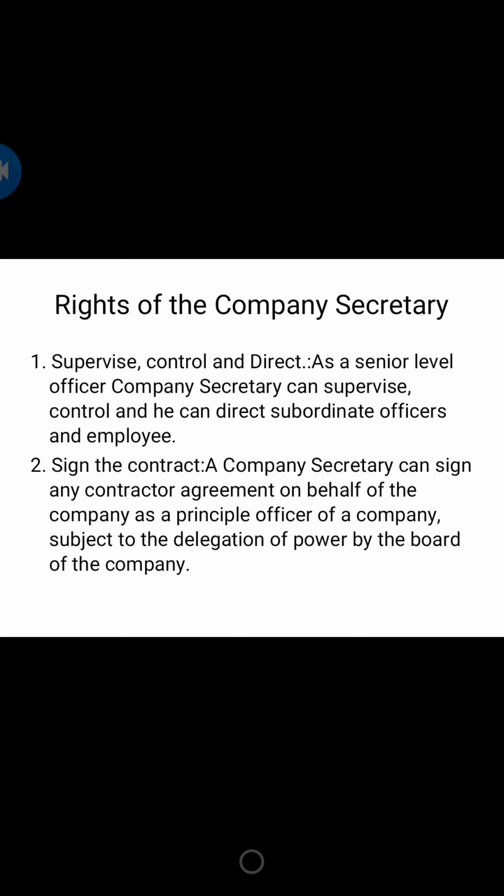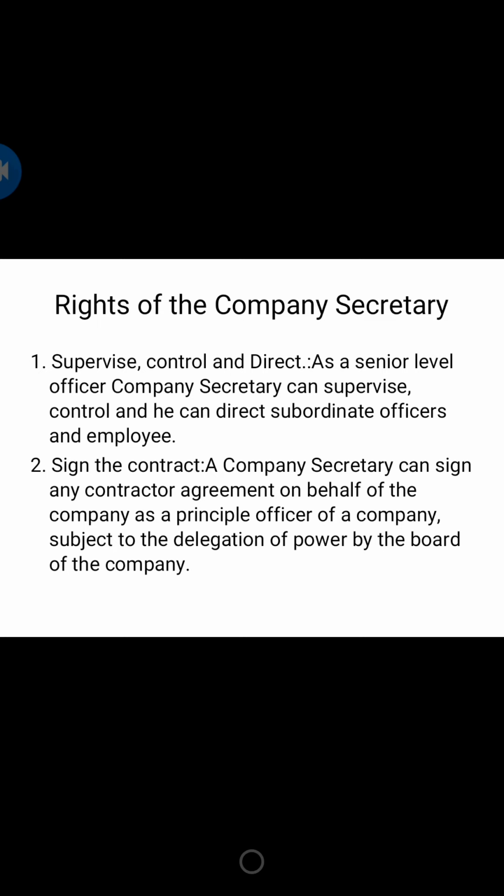The next, to sign the contract. So company secretary is an agent, right? He is an agent of the company. Why is he an agent? Because he is going to act on behalf of the company. Contract is nothing but the agreement that is enforceable by law. So company secretary can sign any contract or agreement on behalf of the company as a principal officer of the company.